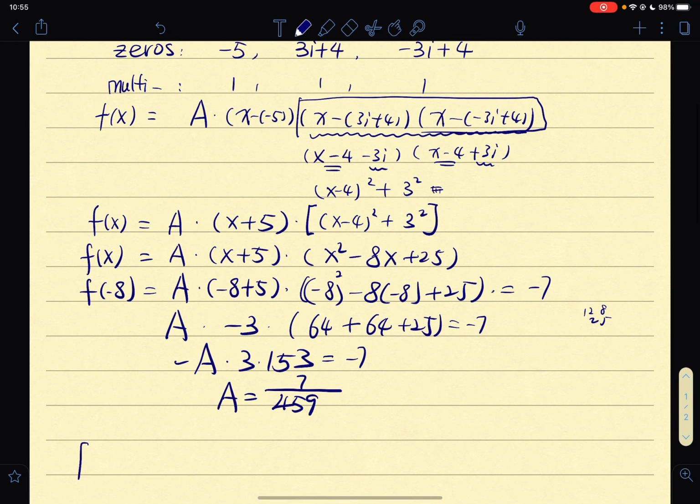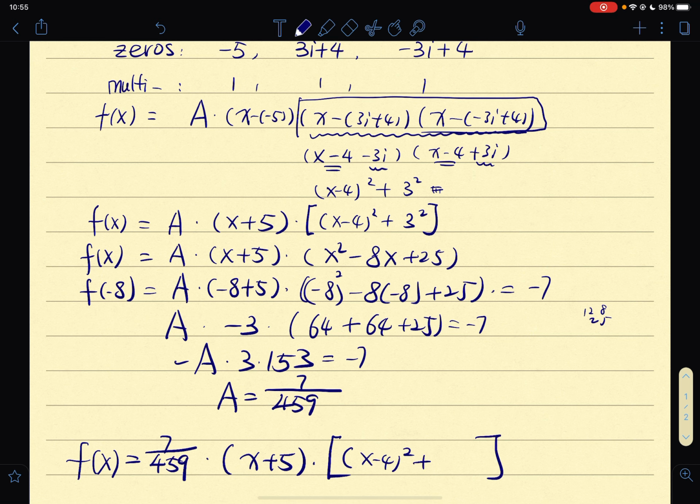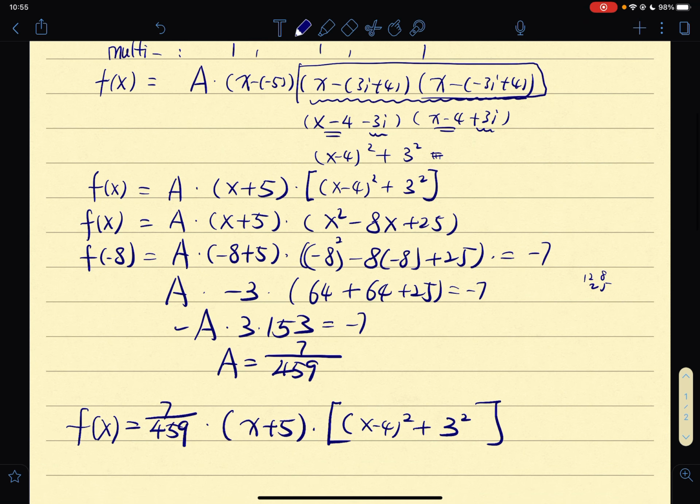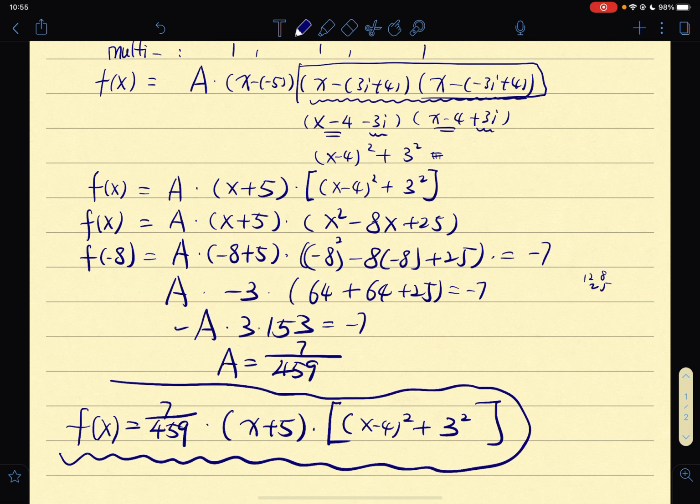Hence, to put everything back together, my final answer is 7 over 459 multiplied by x plus 5, multiplied one more time. Don't forget, once you multiply the conjugate terms together, it's representing one term. Okay, so don't forget your parentheses. So this is supposed to be my final answer.